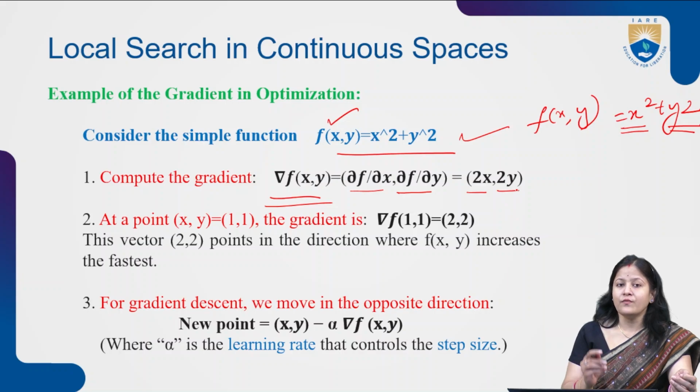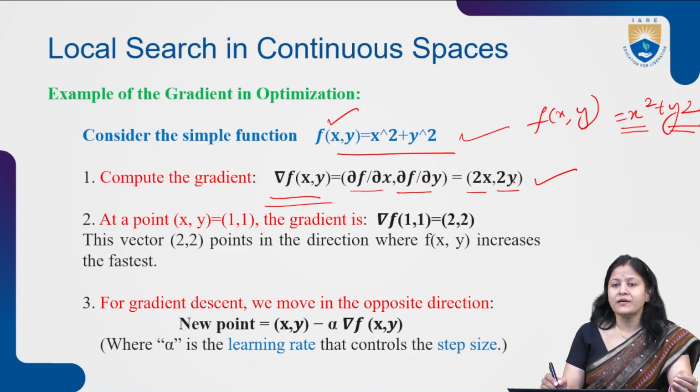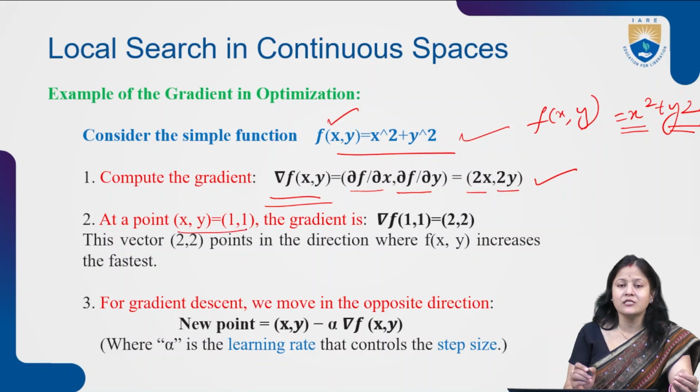Now we have to select one particular point. This is the generic formula for the gradient method we calculated. Now we'll substitute the values of x and y. Let us suppose at the point x is equal to 1, y is equal to 1. What would be the gradient value? The gradient value would be 2 into 1 and 2 into 1. We will get 2 and 2.